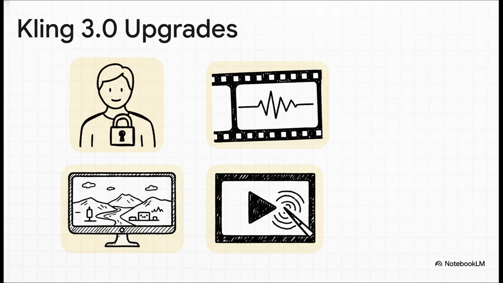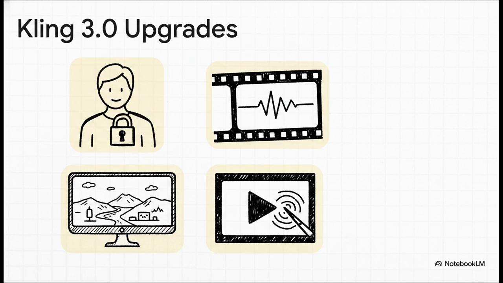This new toolkit just crushes so many of the biggest frustrations from that first generation. You've got element binding, which finally solves that character consistency problem. Native audio means no more silent movies. Now you get synced sound and even actual lip syncing. And little things like text preservation. That's huge for any kind of commercial work where you need a logo or a sign to actually be readable.